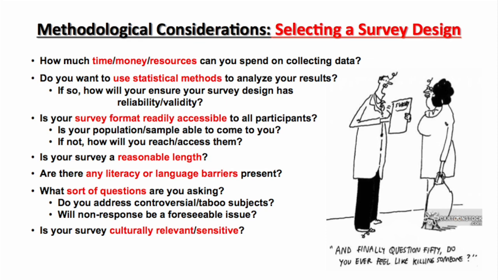So some considerations, again, time, money, what you want to do with your data. Is your survey format readily accessible to all your participants? This is something we've really talked about a lot with the men's survey, because we have men from all different backgrounds, different linguistic communities, reasonable length, literacy, what sort of questions, the wording. Is your survey culturally relevant? This is a lot of stuff to consider, and again, you've got to spend a lot of time on each step. For example, and finally question 50, do you ever feel like killing someone? You don't want to have your survey be too long, just in the pursuit of data.